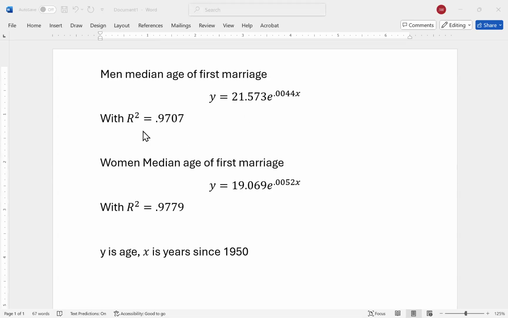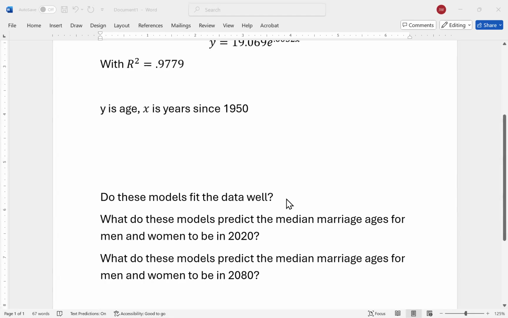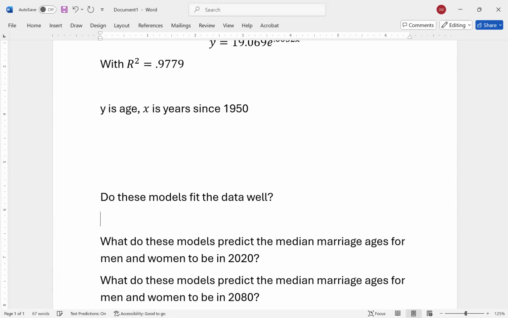All right, so men's median age of marriage is given by this formula with an r squared of 0.9707. Now that 0.9707 is well above 0.5, so that is a good fit. Also, the 0.9779 for the women's median age at first marriage is also a good fit. So when it asks, do these models fit the data well? Both of them are yes. Yes, these models fit the data well.